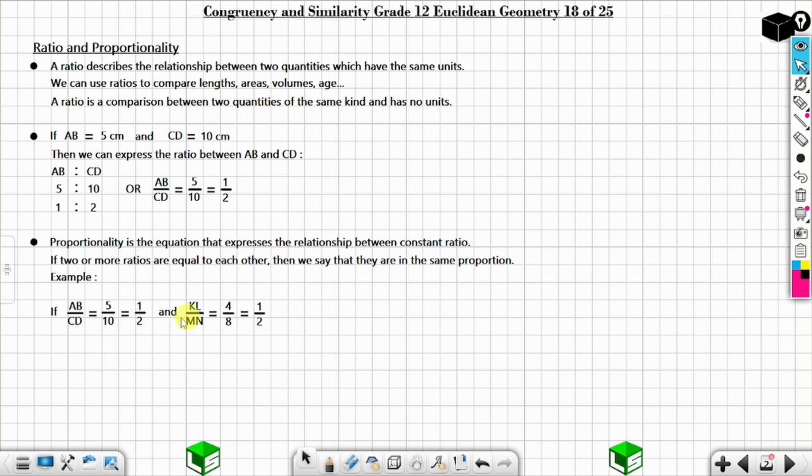Because the two ratios are equal, we can go ahead and write the proportionality equation. So, the proportionality equation is AB over CD is equal to KL over MN, because these ratios are equal. Okay? 1 over 2 and 1 over 2.